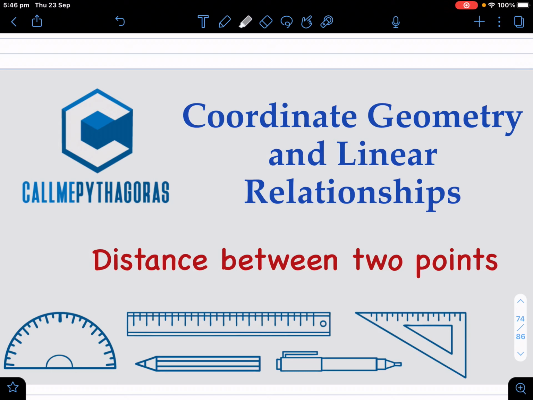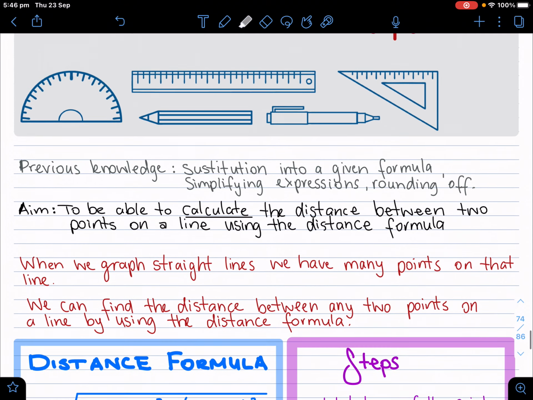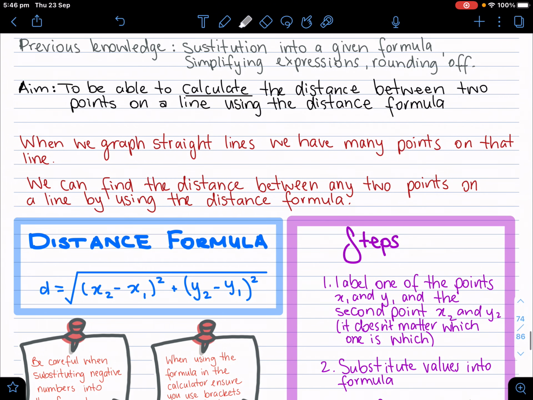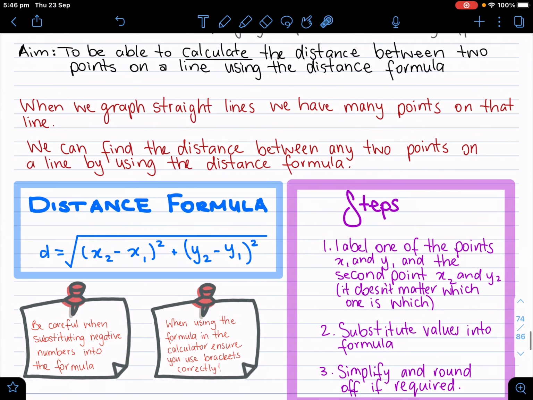Hey guys, so today we're going to be talking about the distance between 2 points as part of coordinate geometry and linear relationships. The learning intention or aim of this video is for you to be able to calculate the distance between 2 points on a line using the distance formula that we're going to go through. So, what exactly does it mean, distance between 2 points on a line?